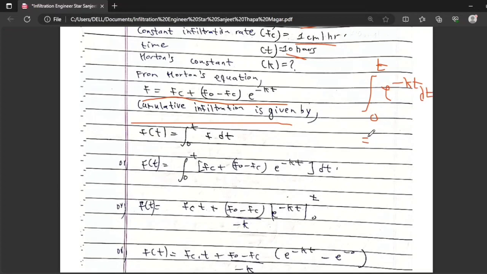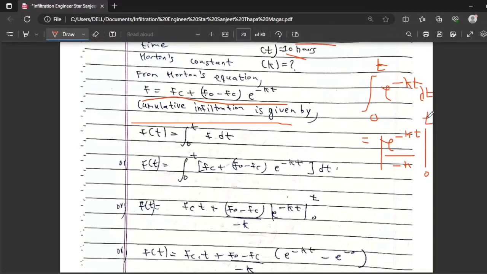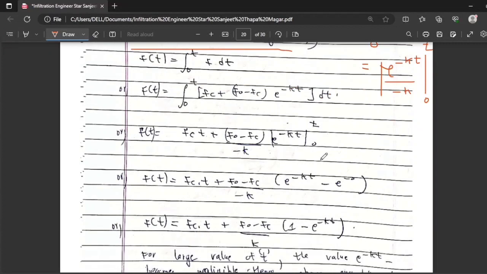is e power minus kt, and the coefficient of t is minus k, and the limit is from 0 to t. So this minus k will be here, and the remainder is e power minus kt from 0 to t. Taking the upper limit, it is e power minus kt, and taking the lower limit, it is minus e power minus 0, that is 1. So by multiplying the minus in here, it will be reversed, so 1 will be at the beginning and e power minus kt will be at last.